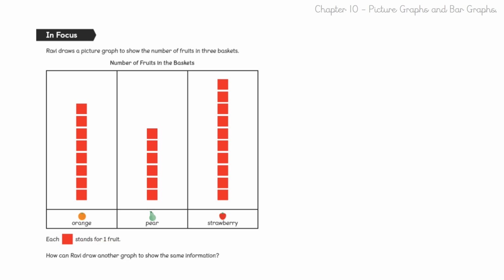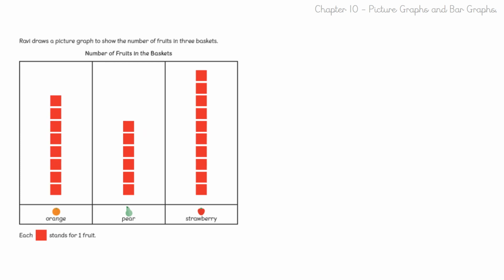Are there any other graphs that we can draw in order to show the same information? Pause the video and have a think. That's it. We can use a bar graph instead of a picture graph in order to represent the same information. A bar graph looks like this.